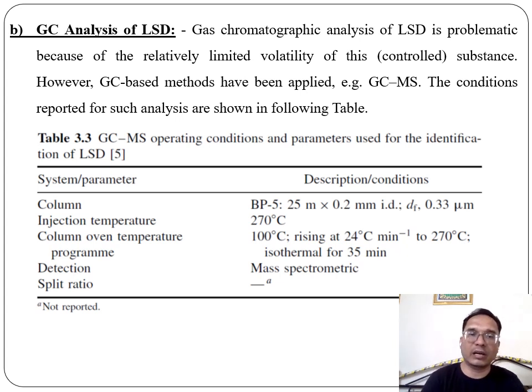The column required is a BP 5 and the length of the column is 25 meter and the inner diameter is 0.2 millimeter. The injection temperature is set at 270 degrees Celsius, whereas the column oven temperature is 100 degrees Celsius, rising at 24 degrees Celsius per minute to 270 degrees Celsius. The detector which is used here is a mass spectrophotometric detector.